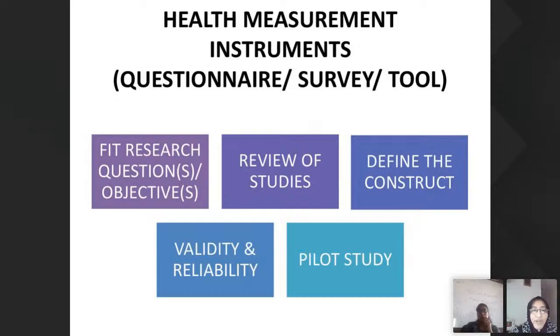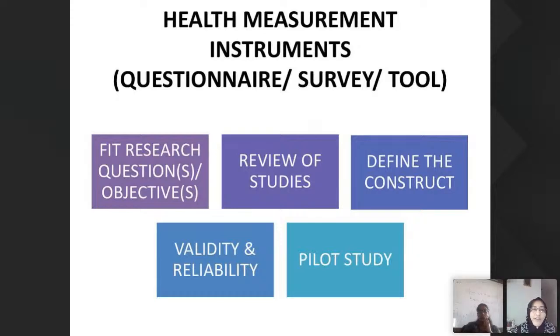We will look at the beginning, the process of how an instrument is developed, and we will go up to the pilot study and look at the example of a case. At first we always have to bear in mind, when we want to develop a new health measurement instrument, it must fit with our research questions and objective. You are developing an instrument, so definitely you want to measure certain things. Those things must be able to answer your research questions, and consequently your research objective.